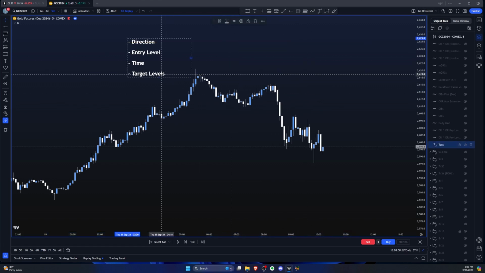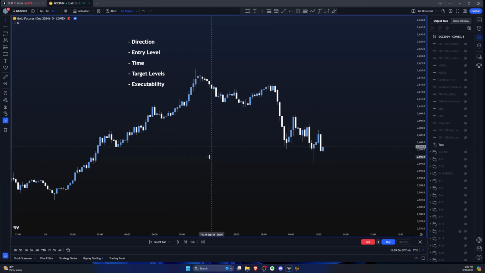And then the final thing that I'm going to add here is executability. Okay, big word. What it means is how easy or hard is it to execute a system like this.